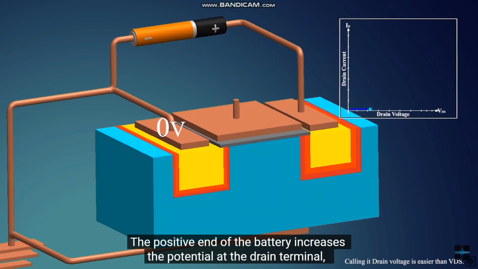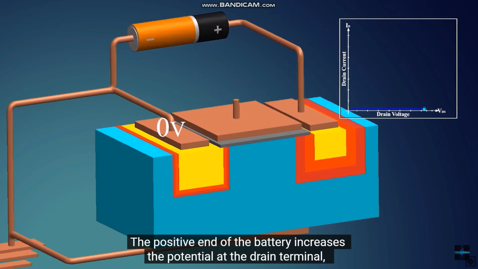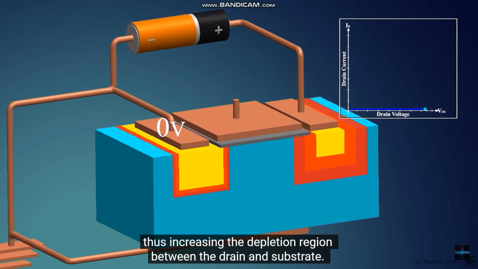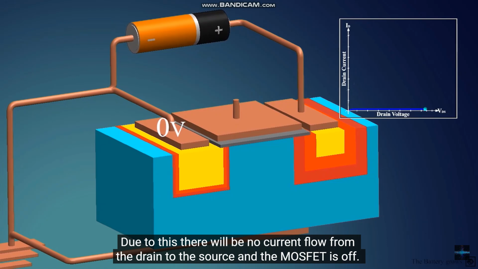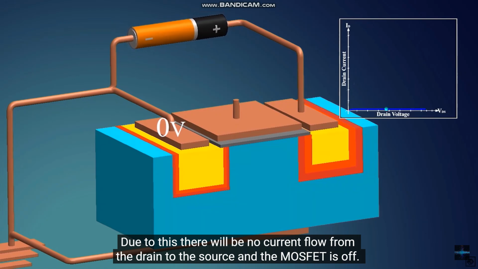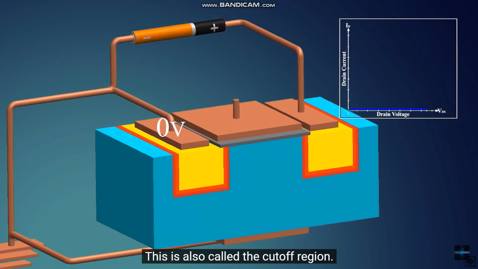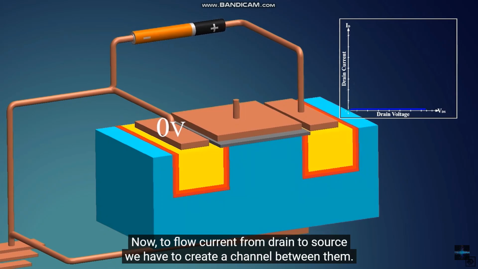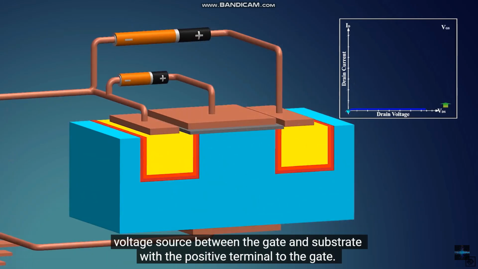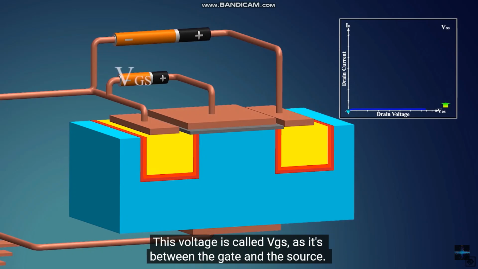The positive end of the battery increases the potential at the drain terminal, thus increasing the depletion region between the drain and substrate. Due to this, there will be no current flow from the drain to the source and the MOSFET is off. This is also called the cutoff region. Now to flow current from drain to source, we have to create a channel between them. To create the channel, we connect a small voltage source between the gate and substrate with the positive terminal to the gate. This voltage is called VGS as it's between the gate and the source.